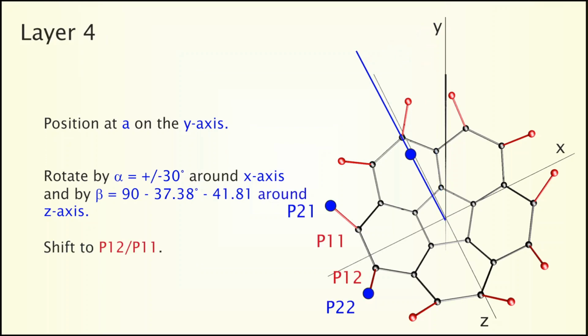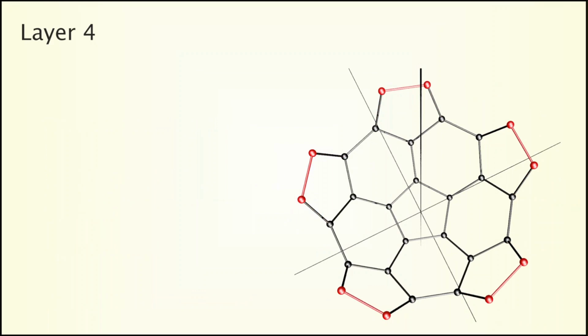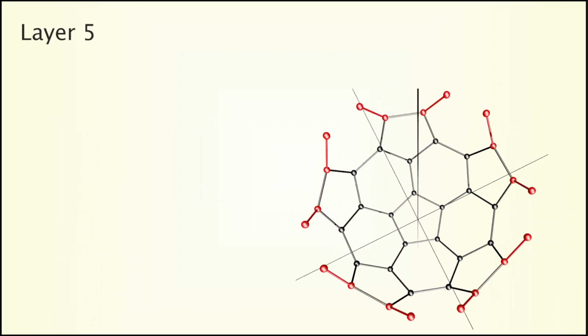These rotated positions are then shifted to position 11 and 12, and here we are at our new positions 21 and 22. These are finally, as in every layer before, rotated 5 times around the y-axis by 72 degrees, and we obtain all positions we need. Connection of positions 22 and 23, 24 and 25, etc. results in closing the current row of pentagons. The rest of the molecule is generated by symmetry operations.